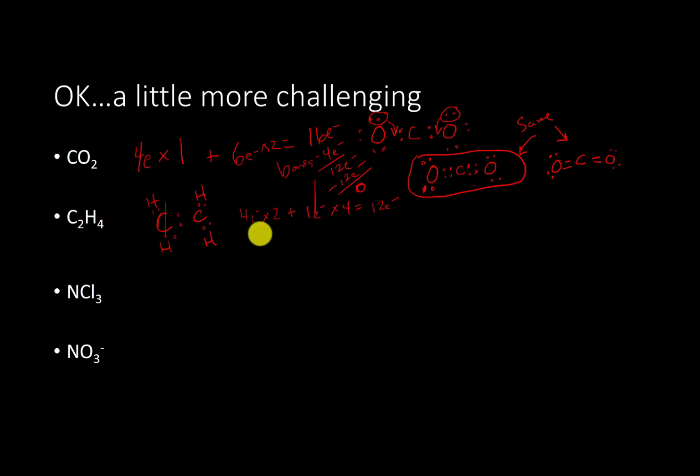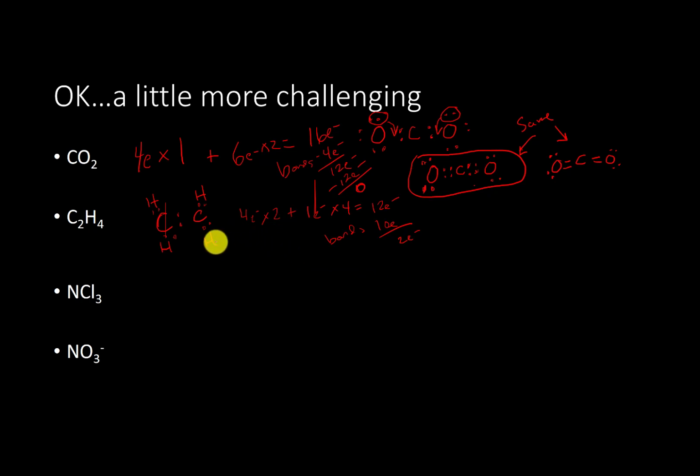All right, and we've already used up 1, 2, 3, 4, 5, 6, 7, 8, 9, 10. We've already used up 10 electrons for the bonds, leaving us with 2 electrons left. Okay, what do we do with those?